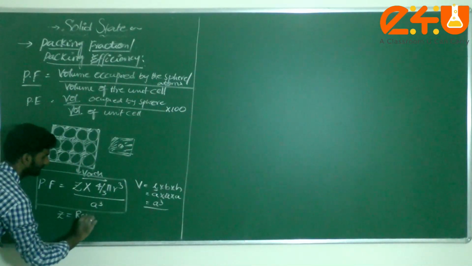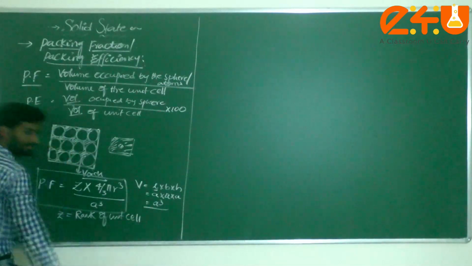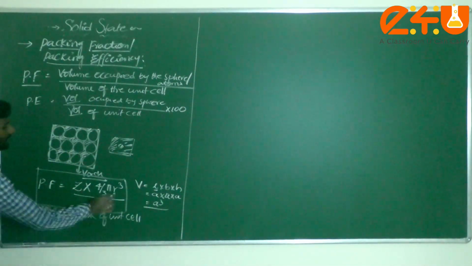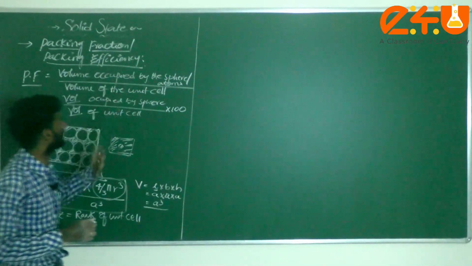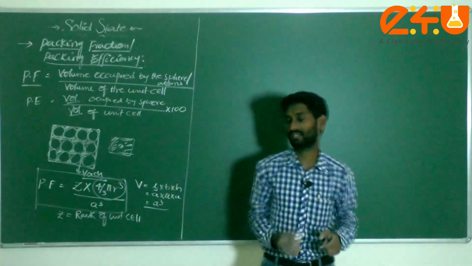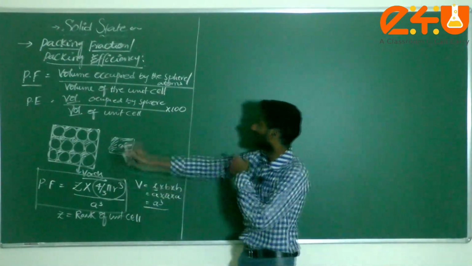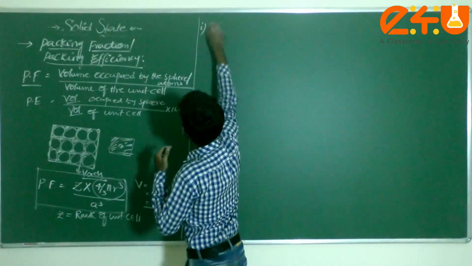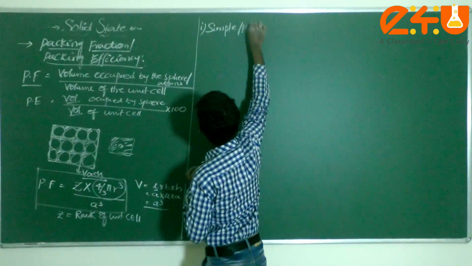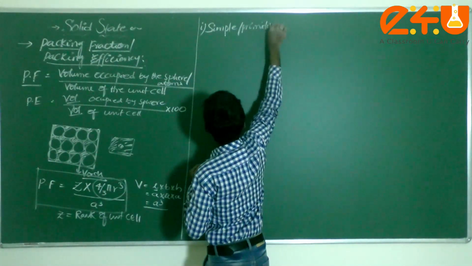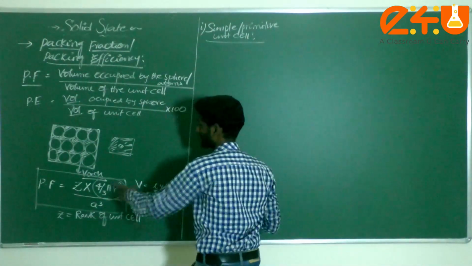the rank of the unit cell, which we already discussed. What is the rank of the unit cell? Already we know 4/3 pi r cube is the volume occupied by the sphere. The volume of the sphere is represented as 4/3 pi r cube. Now let me start with the simple or primitive unit cell. What is the packing fraction I am calculating?